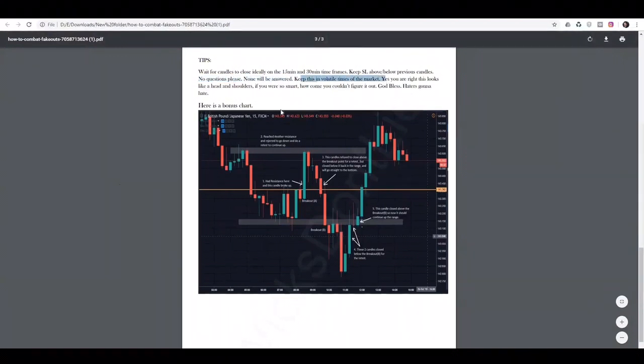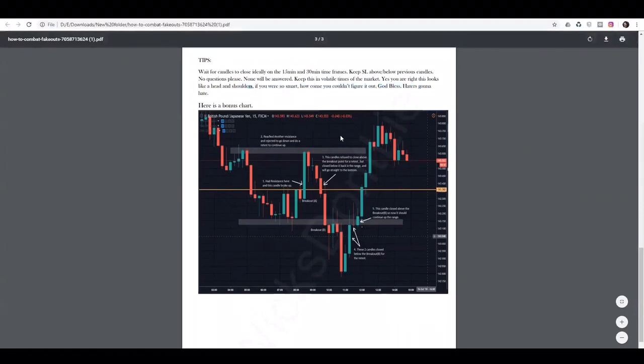No questions. Yeah, because I released this PDF to everybody and they started asking me questions. So I released an update, and the update only had these two lines in it. No questions, please. None will be answered. Yes, you are right. This looks like Head and Shoulders. If you were so smart, how come you didn't figure this out? God bless, haters gonna hate.